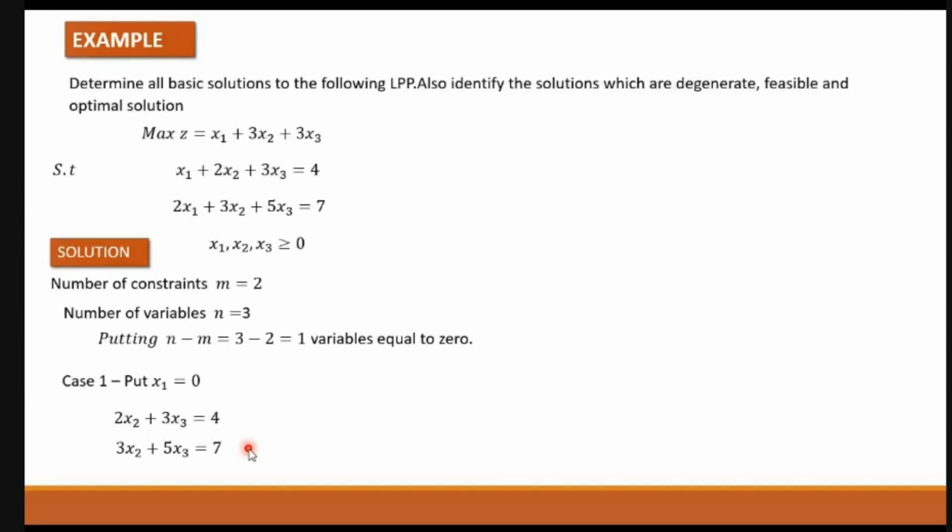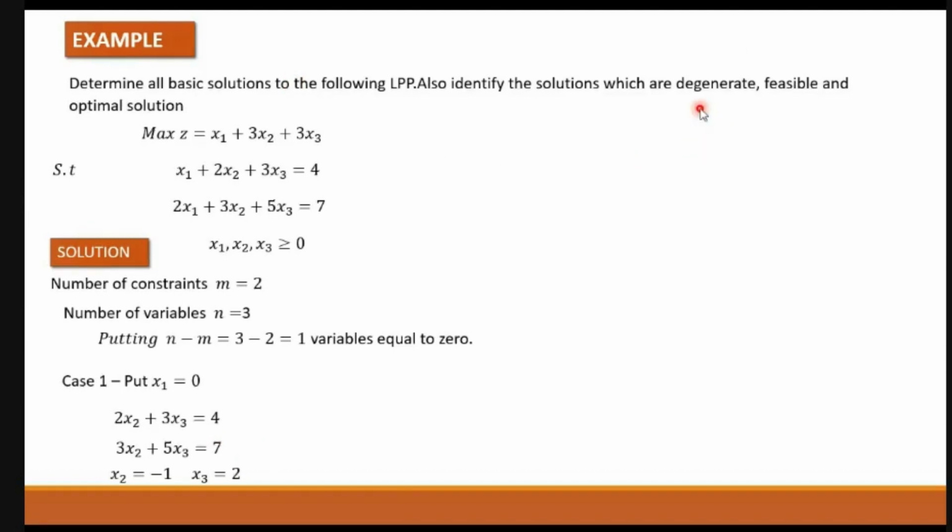2x2 plus 3x3 equal to 4 and 3x2 plus 5x3 equal to 7. Minus 1 comma 2. Okay. Rishikesh is also saying minus 1 comma 2. Okay. Let me check my answer. Minus 1 comma 2. Now we have to write what type of solution this is.